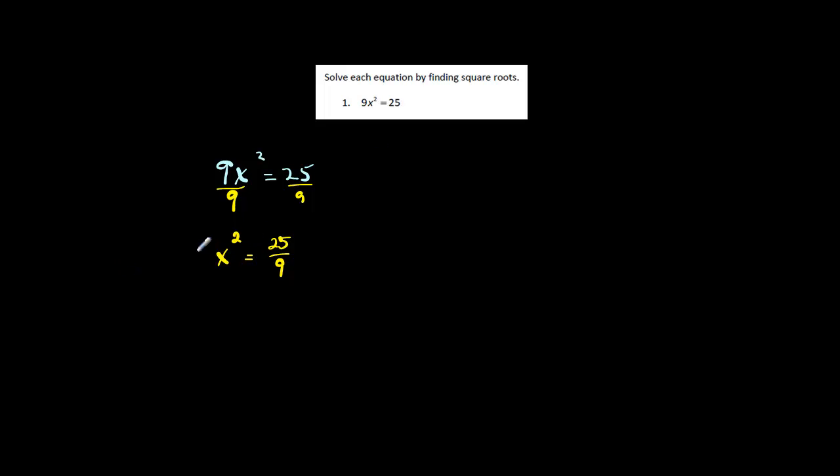But we did isolate x here, so let's just take the square root of both sides. So x equals positive or negative the square root of 25 ninths, which is 5/3. If you want to write it in set notation, it would be negative 5/3, comma 5/3.